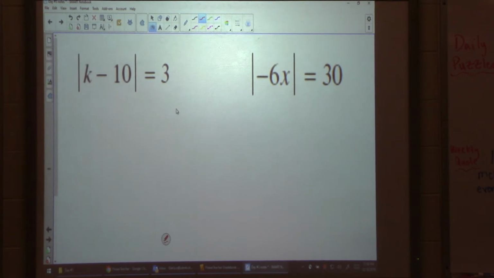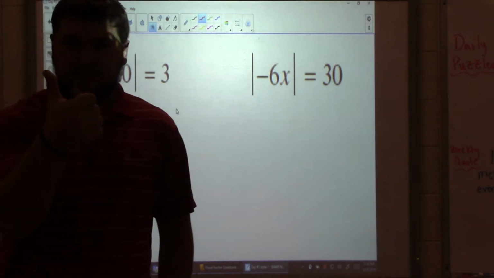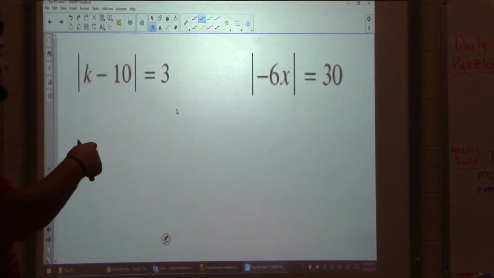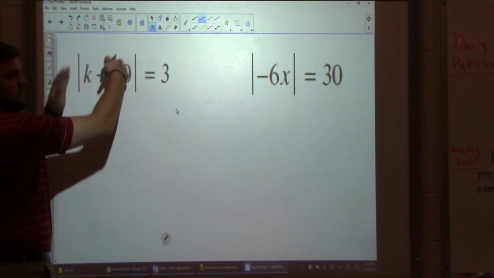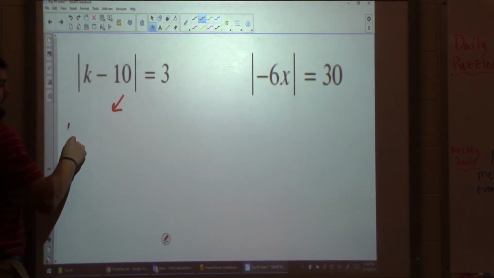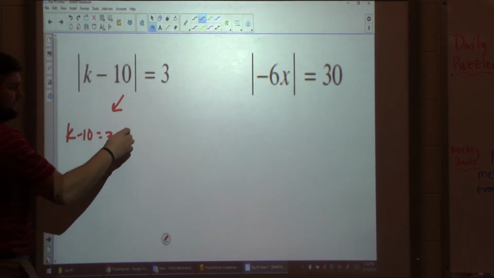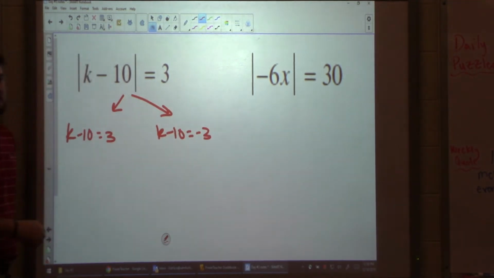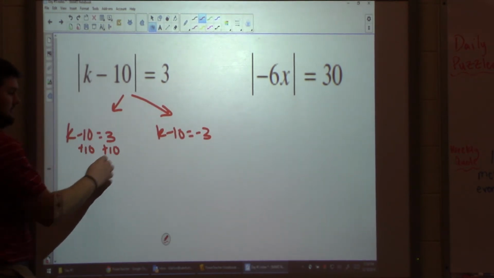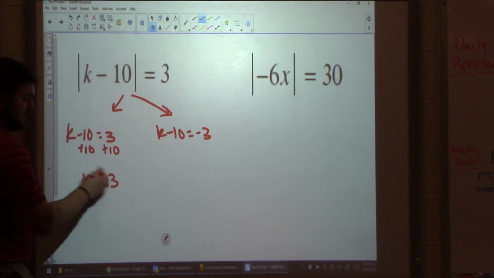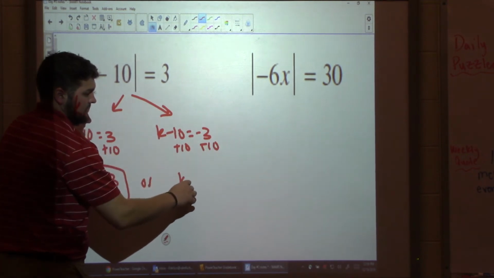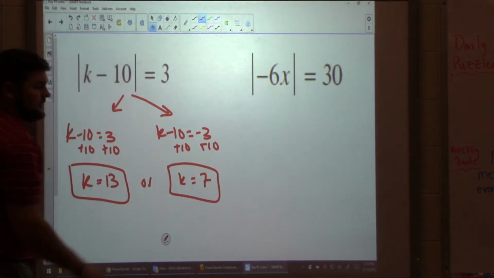The absolute value of k minus 10 equals 3. Is the absolute value all by itself? Yes, it is. This absolute value here is on its own side of the equal sign. So I'm going to split it up. k minus 10 equals positive 3. k minus 10 equals negative 3. And then solve each of those. Add 10, k equals 13. Or add 10, k equals 7.